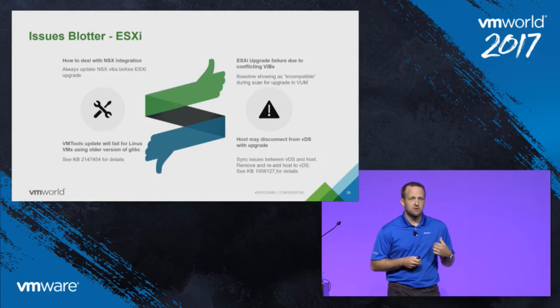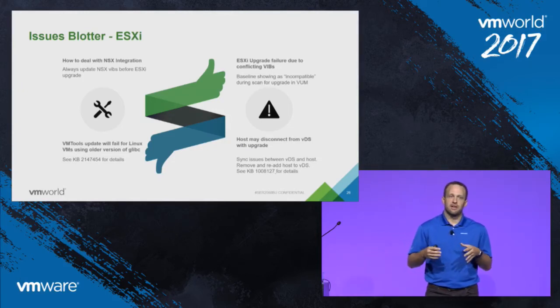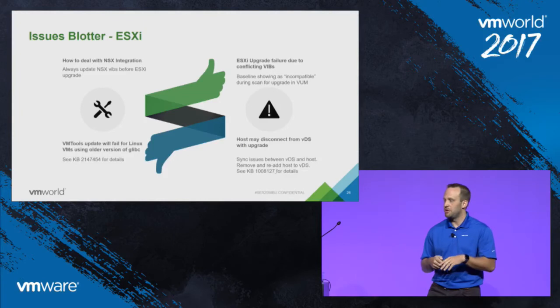ESXi upgrades will fail due to conflicting VIBs. This is the NSX Manager piece, right? If I don't install the new VIBs for NSX Manager, ESXi won't upgrade because it says, hey, this VIB's here, it only supports 5.5, and I'm not going to do the upgrade because it would break whatever this feature is. Okay, so if you have Veeam or another product that utilizes VIBs on the servers, you've got to make sure you have the latest version of the VIBs either built into the image or ready to go when you do the upgrade.